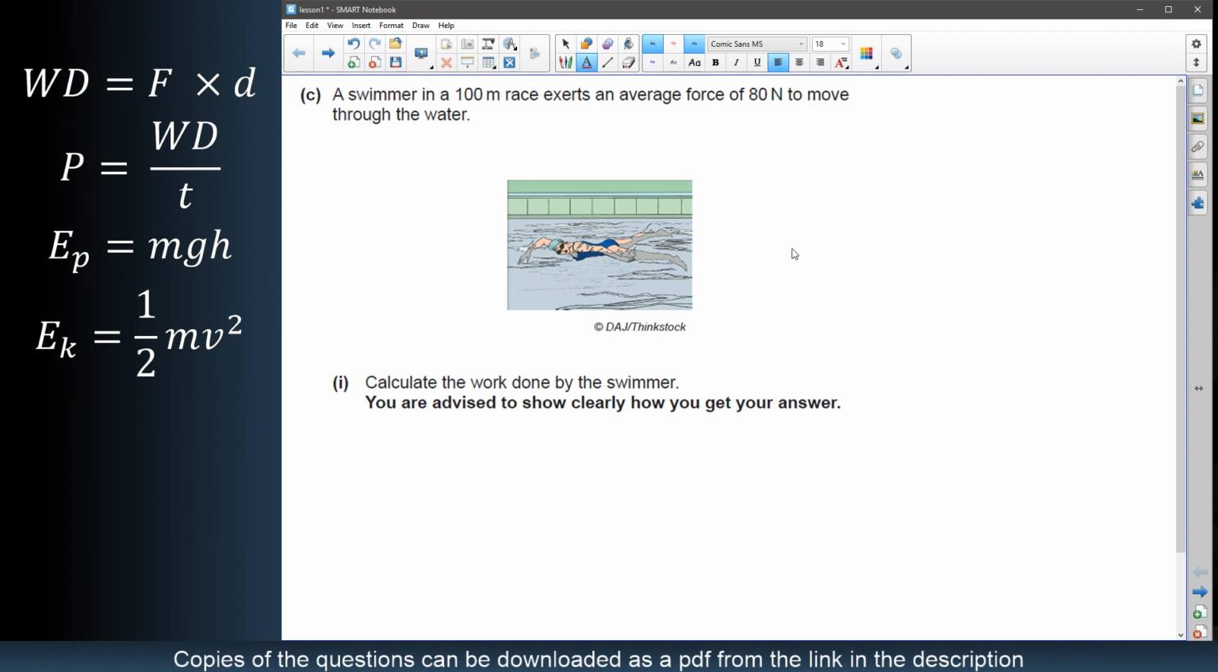So a swimmer in a 100-meter race exerts an average force of 80 newtons to move through the water. Calculate the work done by the swimmer. I'm going to give you 10 seconds to have a little think about how you're going to approach that. Then we'll do it on screen. If you've got a piece of paper in front of you and a pencil ready to go, work ahead of me and go for it.